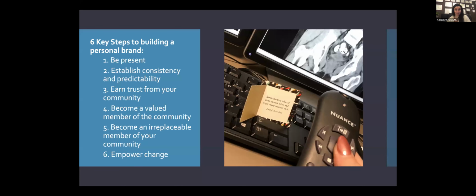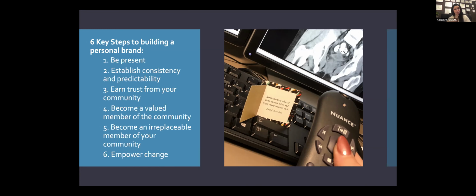And when I lecture this for the RLI Leadership Essentials course, this is an entire hour lecture. But basically the 6 key steps are: first, just be present, just show up. What does that mean? Just make an account on Twitter or Instagram or LinkedIn or wherever you're going to use. 2, establish consistency and predictability.